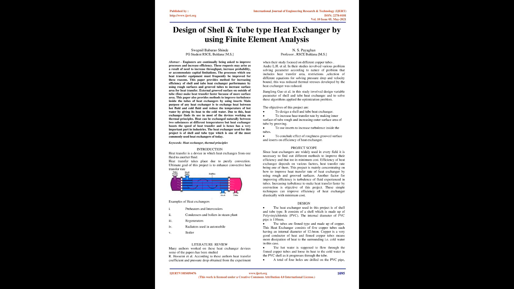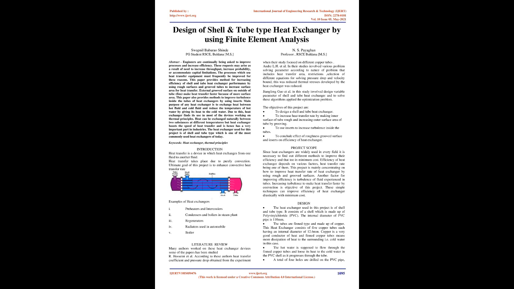This paper provides a method for increasing the efficiency of shell and tube heat exchanger performance by using rough surfaces and grooved tubes to increase surface area for heat transfer. External grooved surface on the outside of the tube, fins, make heat transfer faster because of more surface area. This paper also provides methods to improve turbulence inside the tubes of heat exchangers by using inserts.